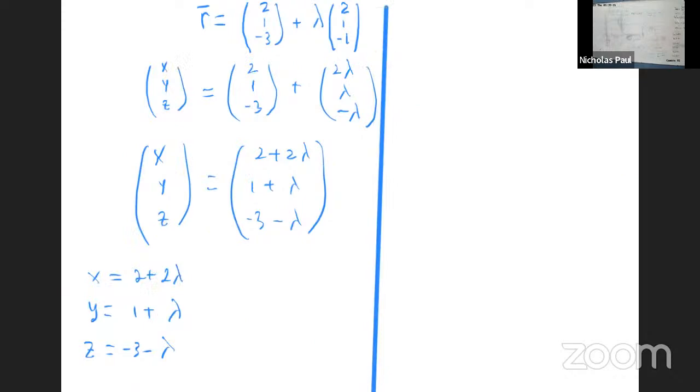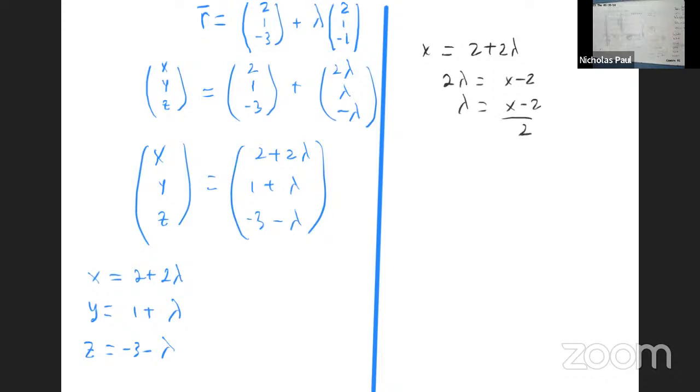Now we're just going to make lambda the subject, right? You okay with that? That there's a parametric x, y and z in terms of lambda. Now we're going to make lambda the subject in each one. So in the first one, I'm going to do all the steps. x is equal to 2 plus 2 lambda. 2 lambda is x minus 2. Lambda is (x minus 2) on 2.